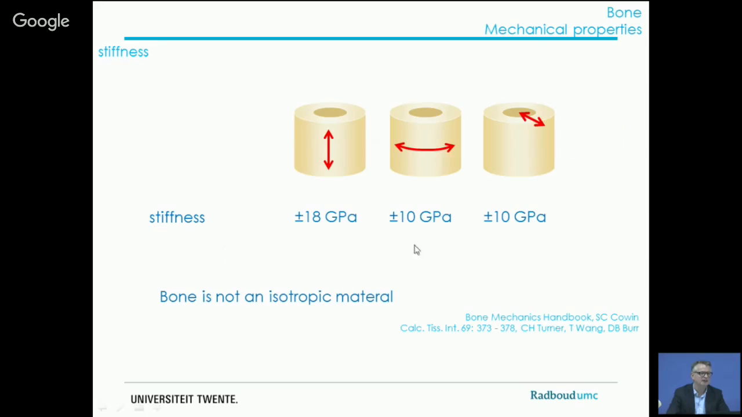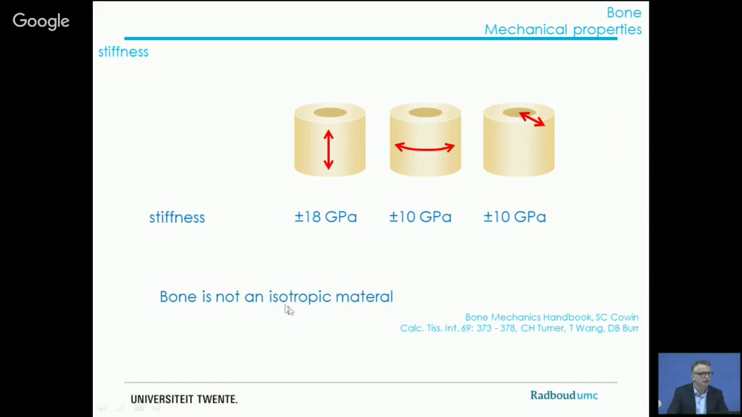Okay. So if you look at the stiffness, bone is not isotropic. So its mechanical properties depend on the direction. So in the long axis, bone is very stiff. In the circumferential and the cross-sectional direction, it is less stiff. It's about a factor of 2 almost. You see that? And that's, of course, because of the function of bone. It's mostly compression. So it has to be strong in that direction, but less in the other directions. And our body has optimized that. It doesn't make sense to make it super strong in all directions if you don't need it.